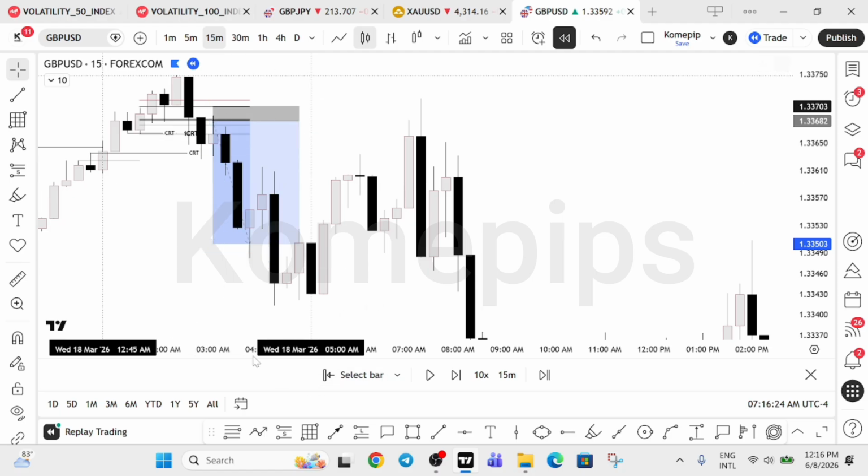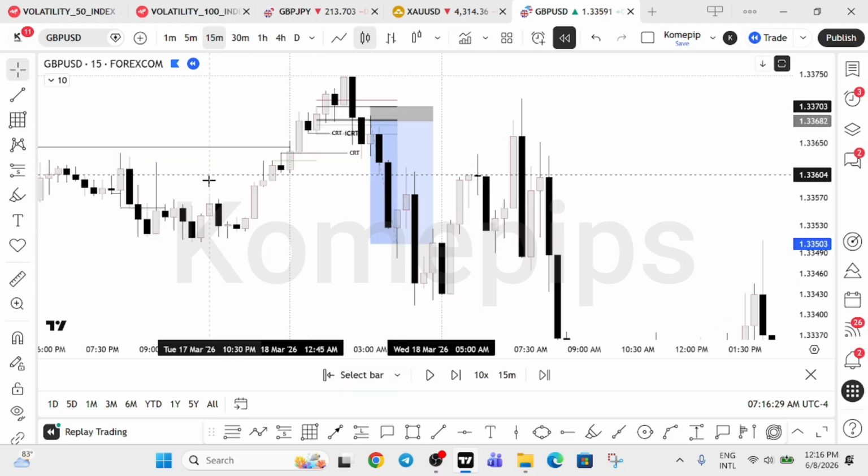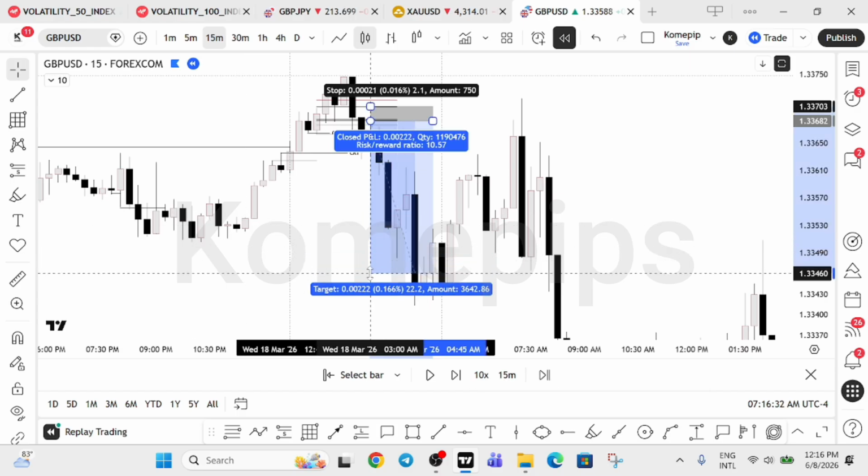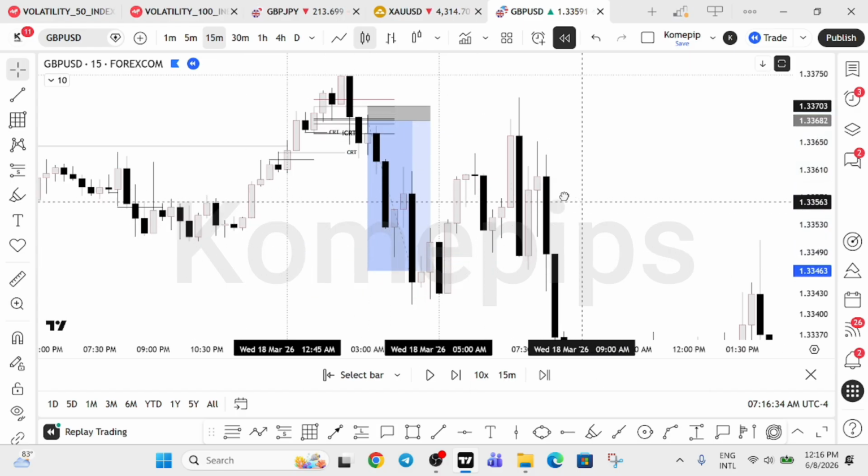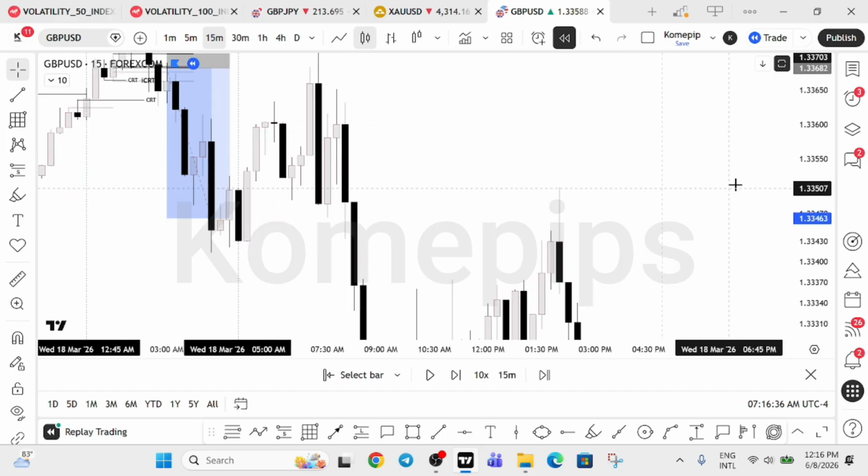So on this day, let me see if I can. Okay, it's enabled, right? So on this day, what can you see? We see this is a very nice 1 to 10 risk to reward trade. Okay, so let's go to the next day.